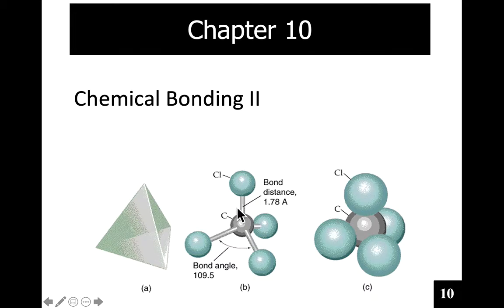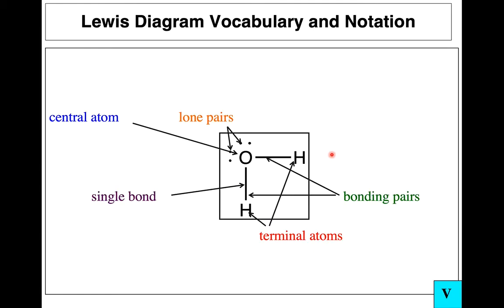All right, and this final chapter for Chem 111 has to do with chemical bonding, and in particular, what the actual shapes of molecules are and how to predict them. First, let's review a little bit of the vocabulary regarding the Lewis structure.